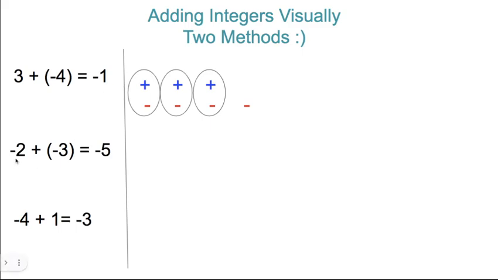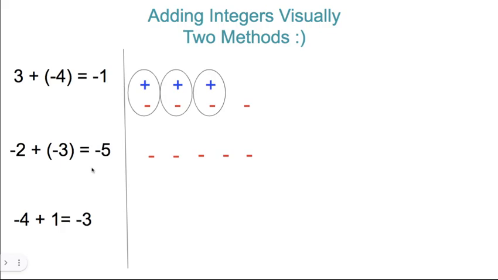Okay, let's look at the next one. The next one is negative 2 plus negative 3. So I'm going to start with 2 negatives. Here's my 2 negative tile spacers. And now I'm going to include 3 negatives, so I'm going to put 3 more negatives in. I notice there aren't any positives, which means I cannot make any 0 pairs. So I'm just going to see what the sum would be. And I have 1, 2, 3, 4, 5 negatives. So the sum of negative 2 and negative 3 is negative 5.